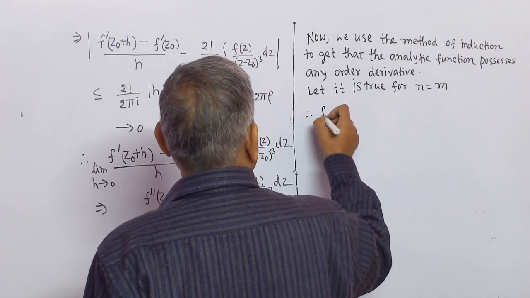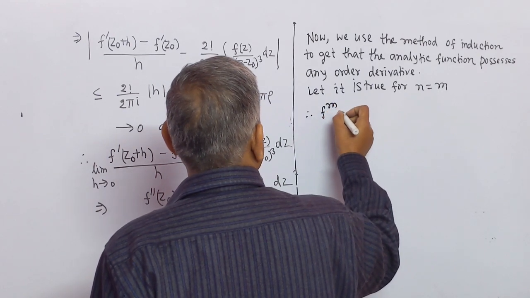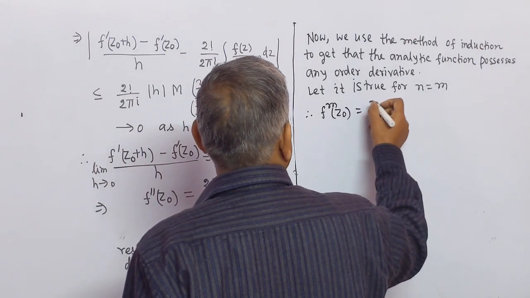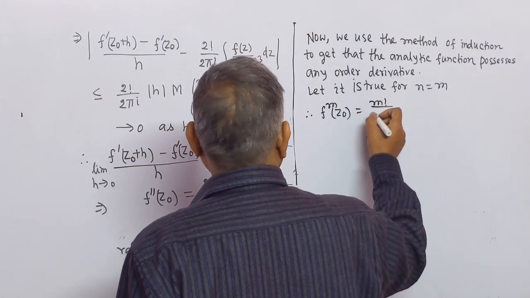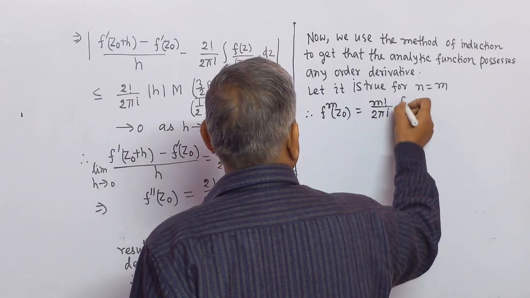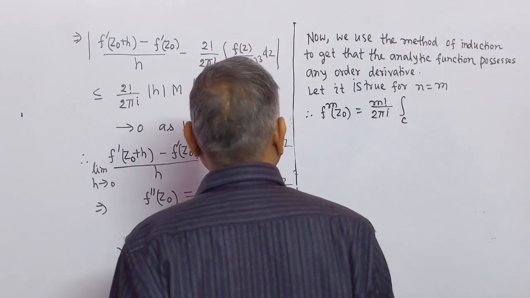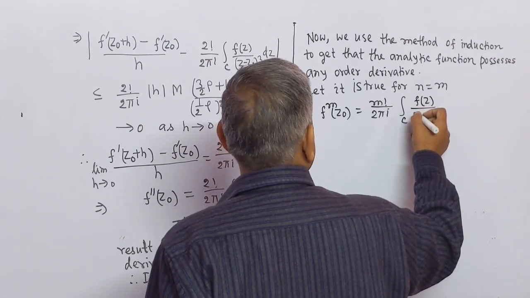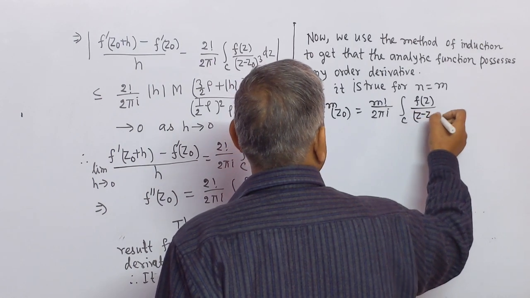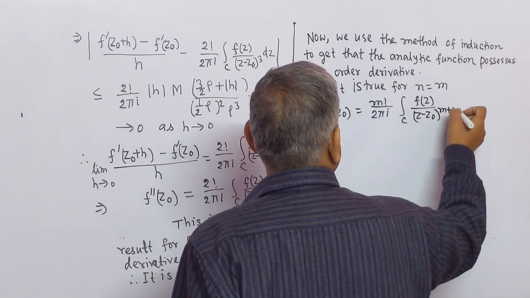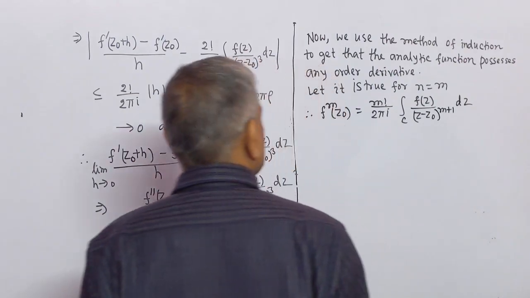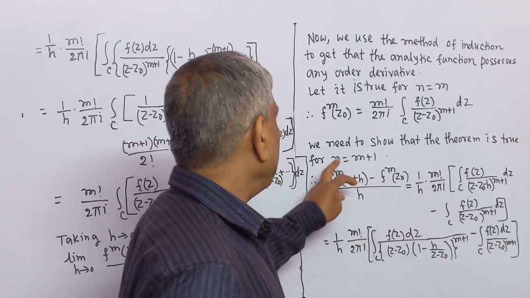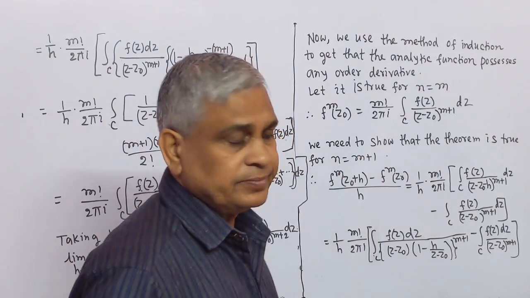Therefore, the mth order derivative of the analytic function will be equal to factorial m by 2 pi i times the integral along the curve C of f(z) by (z minus z0) to the power m plus 1 dz. We need to show that the theorem is true for n equal to m plus 1.